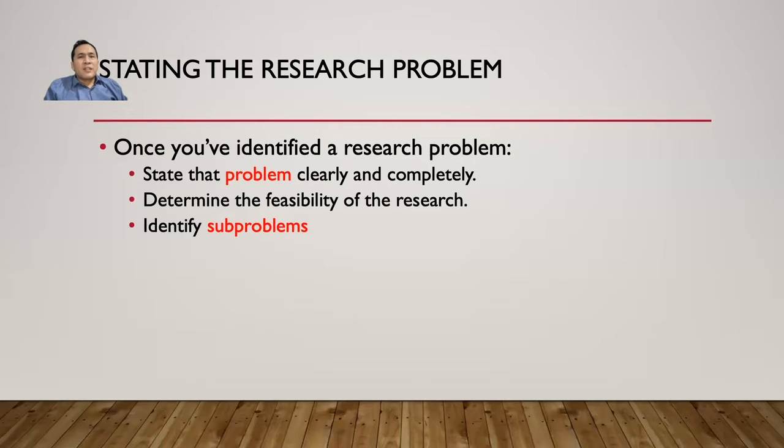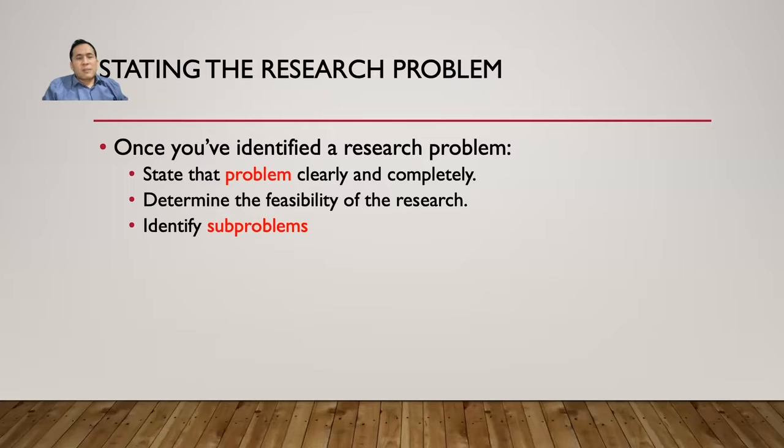Once you identify a research problem, you state that problem clearly and then determine the feasibility of the research. You know, feasibility is a kind of the possibility of the research to do. If your research is not feasible, it means that it is impossible for you to do the research. So try to find the problem which can be answered later on when you do the research. You have to see the possibility of your data later on, because if you cannot find your data, then the research cannot be done easily.